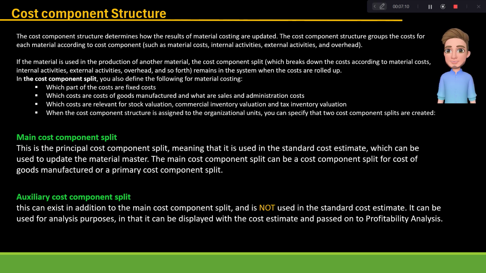This is the main principal cost component split. Apart from that, you have auxiliary cost component split. Okay, but this cannot be used for standard cost estimate. It is only for reporting purposes. When I do it, you will understand what I am talking about. So just let me go here.